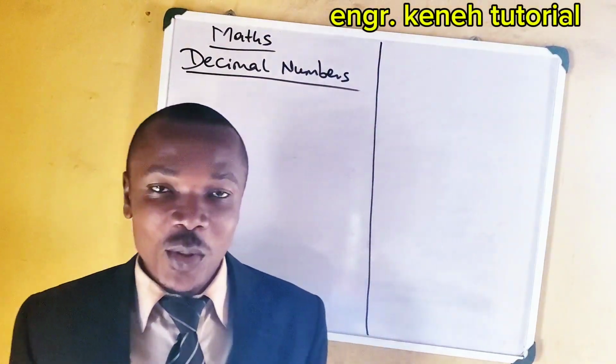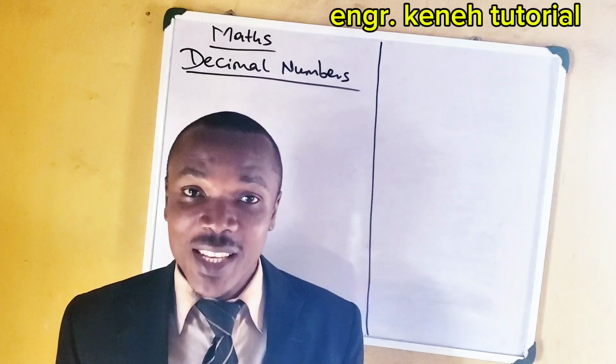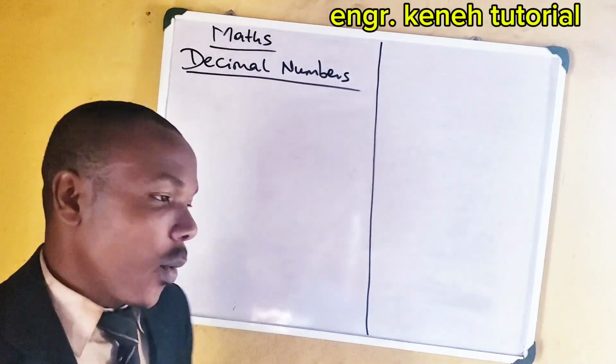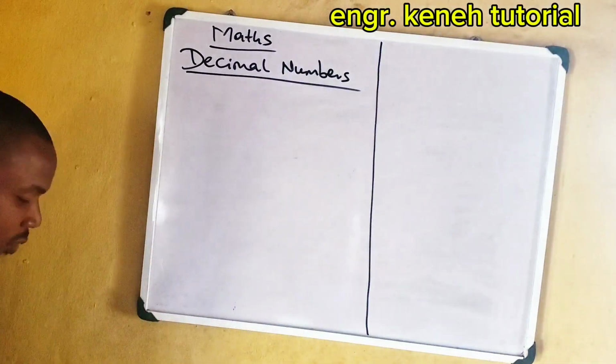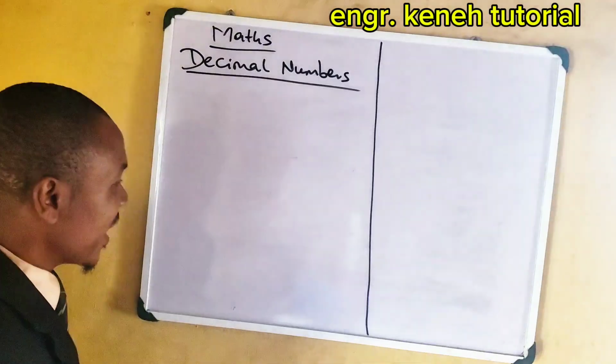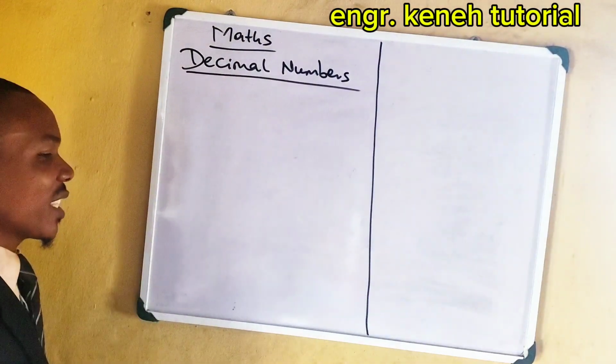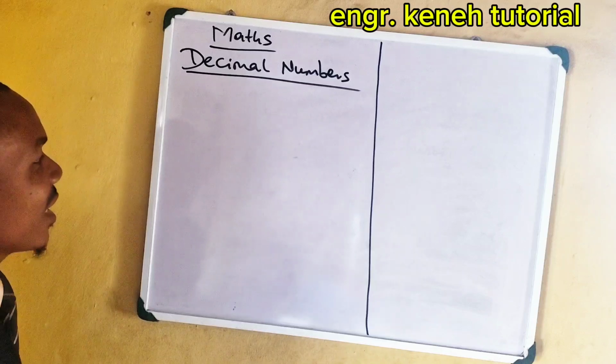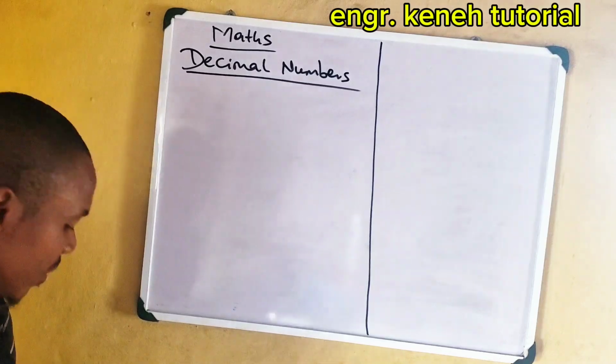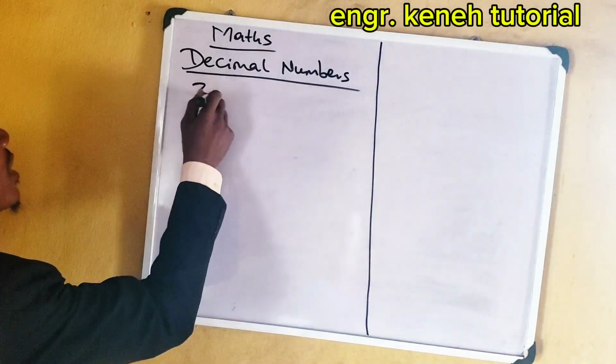Let me explain to you what decimal numbers are. When you hear a decimal number, what does it mean? A decimal number simply means a number that has what? A decimal point. A number that has a decimal point is what we call a decimal number.